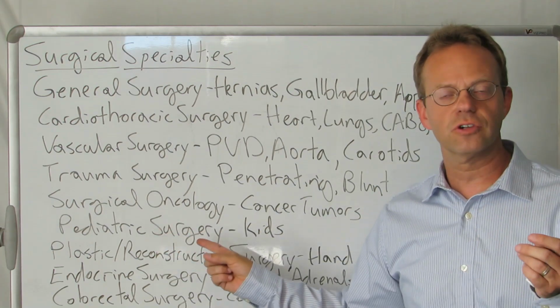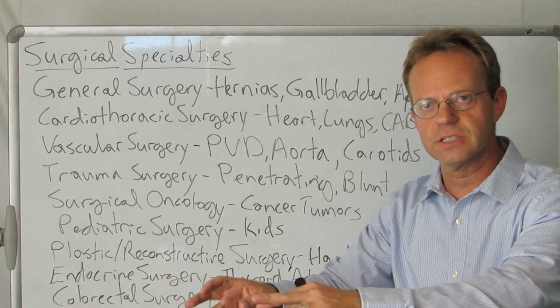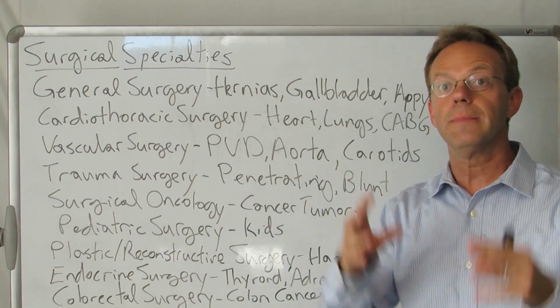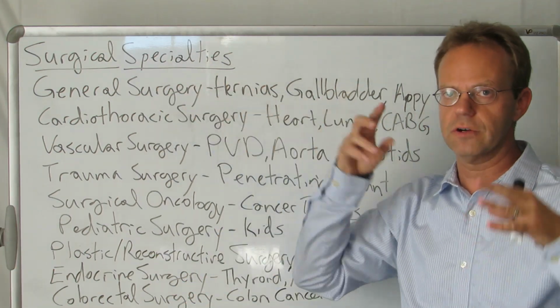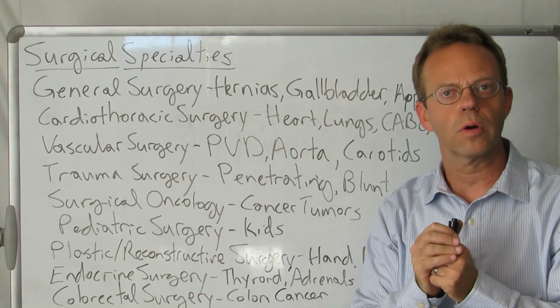Next, we have pediatric surgery. So if you want to be a surgeon for kids, you do not become a pediatrician first and then become a surgeon second. You become a surgeon first. You do general surgery first, and then you subspecialize and you do a fellowship just in surgery for kids.